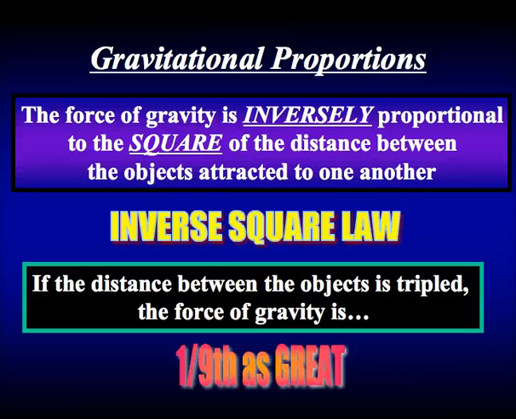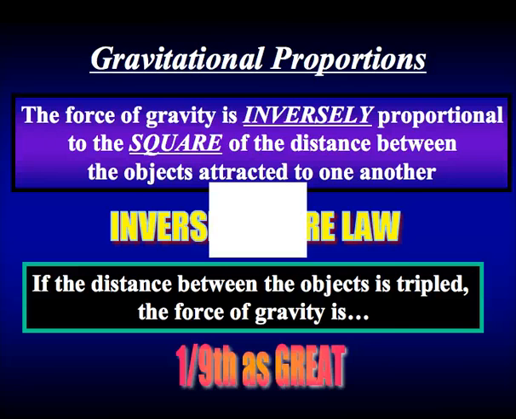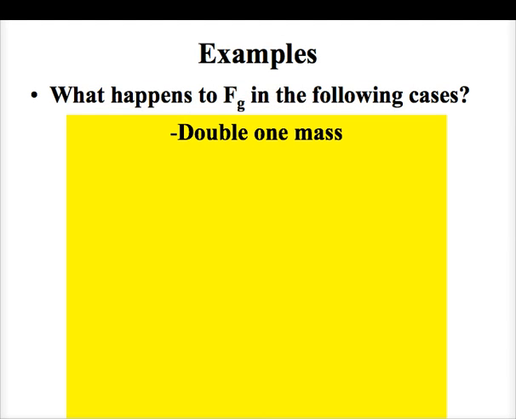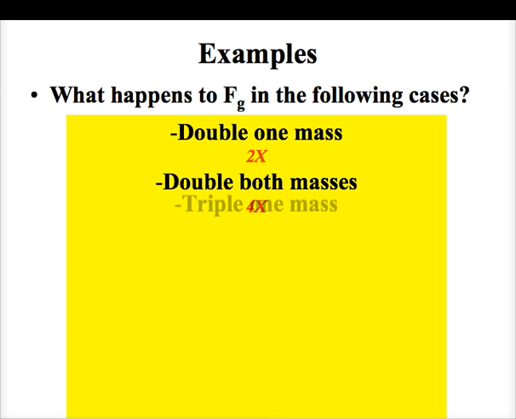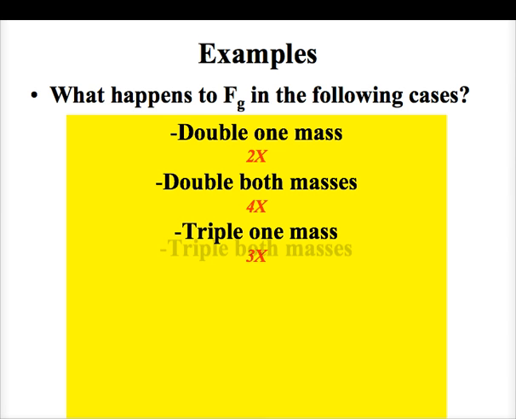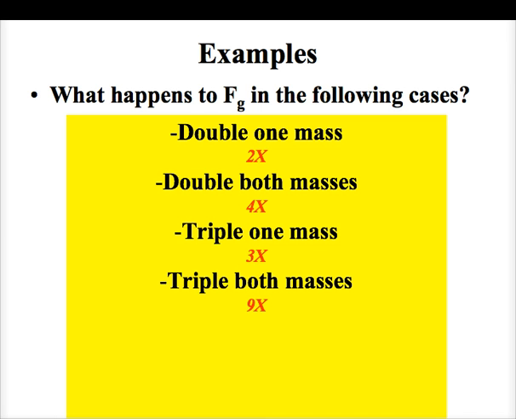So 3r squared would be equal to 9r squared, so 1/9 of the force of gravity. So let's try some examples here. We said this one already. If we double one mass, we double the force. If we double both masses, 4 times the force. What if we triple one mass? Well, let's triple the force. How about if we triple both masses? That's right, 9 times the force.